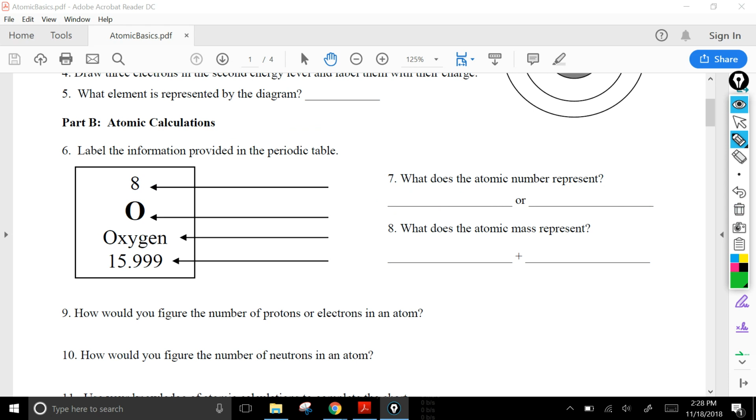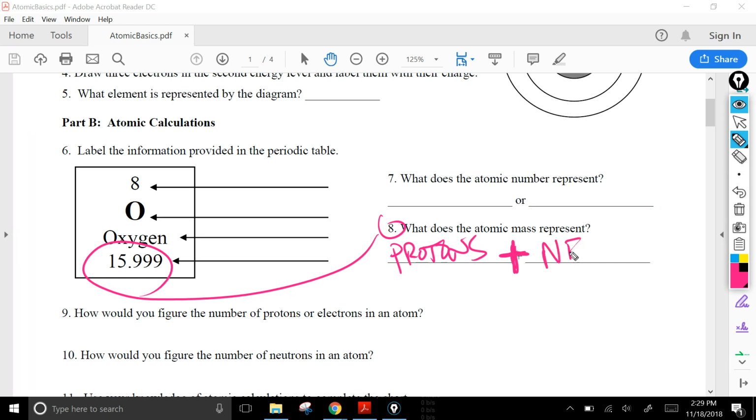Remember, you can pause at any time. What does the mass represent? So the atomic mass here, what does that tell us? The atomic mass is the number of protons plus, not and, not or, the number of protons plus neutrons.